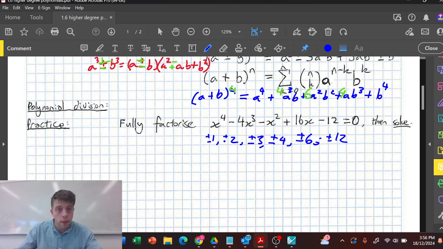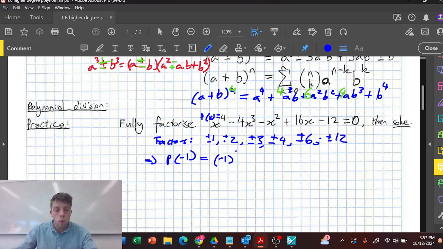Okay, so they're the various factors that we can consider. I will always recommend starting out by considering plus or minus 1 as our initial option. So these are the factors that we want to check. Okay, so let's call this thing equal to p(x), and I'm going to first consider p of negative 1, and let's see if this is equal to 0. So let's just take negative 1 and put it into this equation.